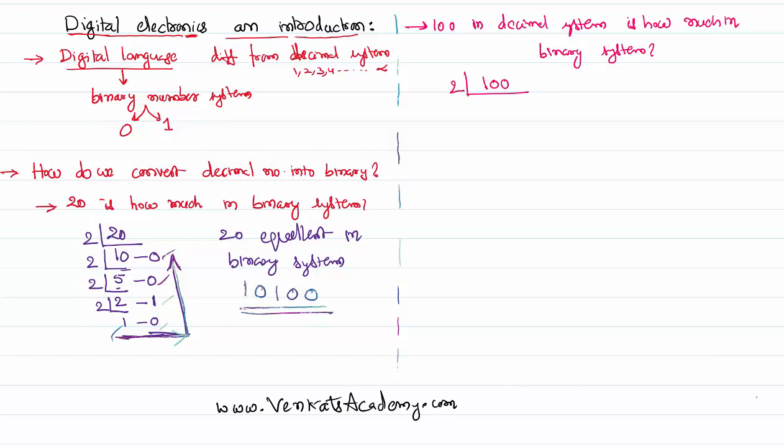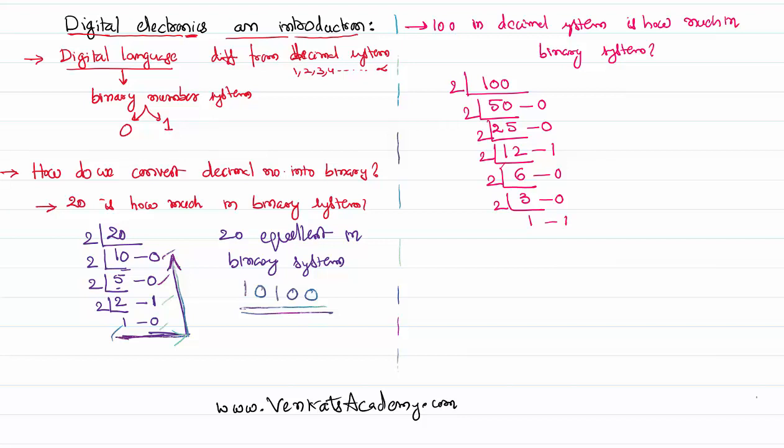Keep dividing by 2. 2 50s are 100. Remainder is 0. Again divide by 2. 2 25s are 50. Remainder is 0. Again divide by 2. 2 12s are 24. Remainder is 1. Again divide by 2. 2 6s are 12, remainder is 0. Again divide by 2. 2 3s are 6, remainder is 0. Again divide by 2. 2 1s are 2, remainder is 1.